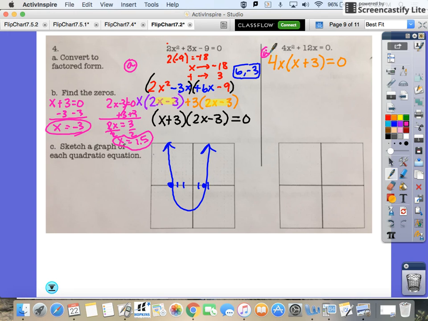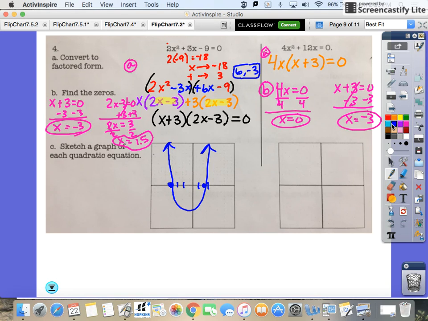So this is part A. Part B over here, we set both of those equal to 0. 4x equals 0, and or x plus 3 equals 0. To solve, you divide by 4 on both sides, x is 0. Over here, subtract 3, x is negative 3.